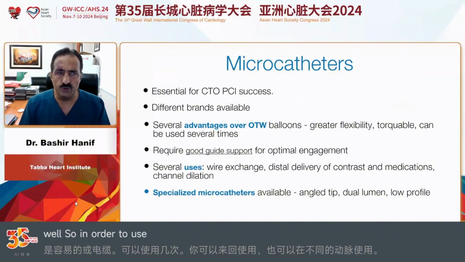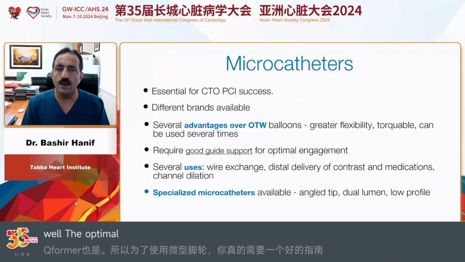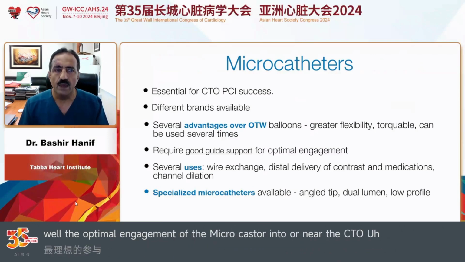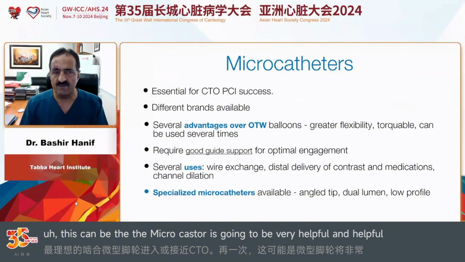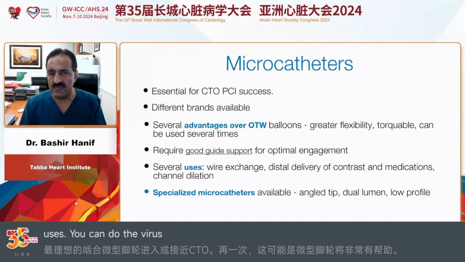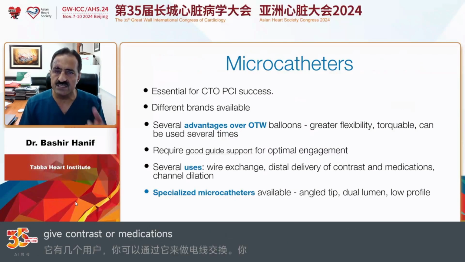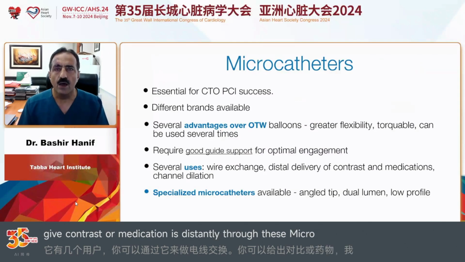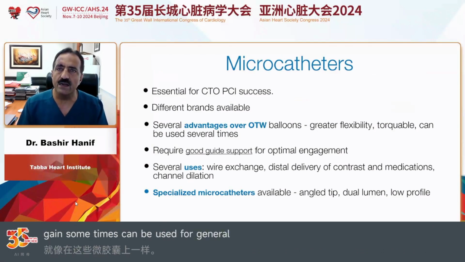So in order to use a microcatheter, you really need a good guide support to get the optimal engagement of the microcatheter into or near the CTO. Again, the microcatheter is going to be very helpful. It has several uses. You can do the wire exchanges through that. You can give contrast or medications distally through these microcatheters. And these microcatheters, again, sometimes can be used for channel dilatation as well.